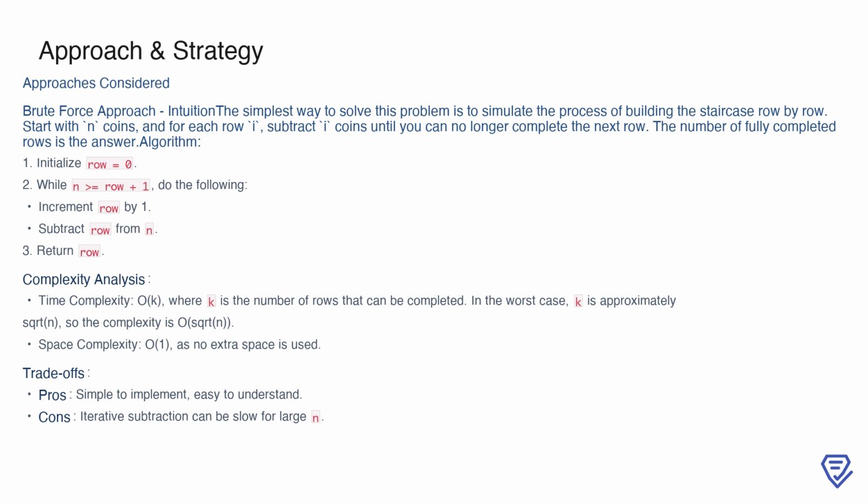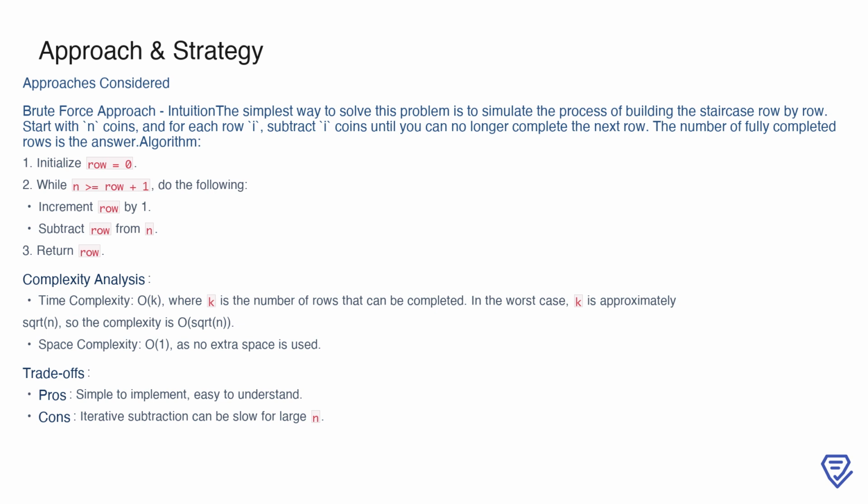The algorithm is straightforward: initialize a variable row to 0, and as long as you have enough coins to complete the next row, increment row and subtract the required number of coins from n. Finally, the value of row at the end gives the total number of fully completed rows.